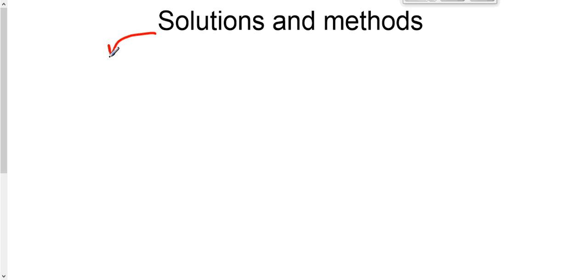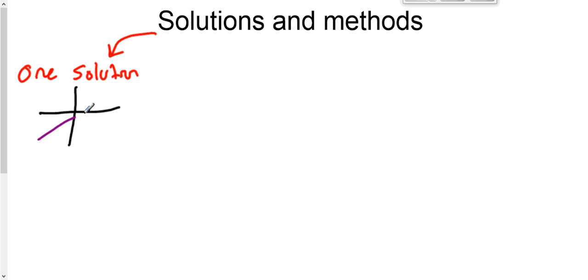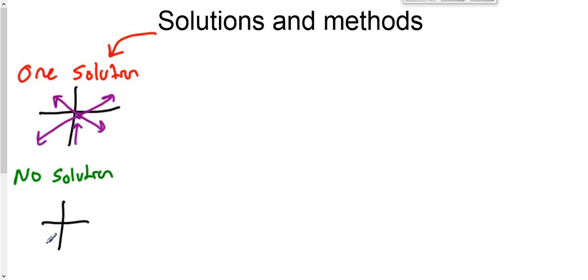So the types of solutions are one solution graphs. When they're graphed, one solution, the two lines perfectly intersect at one coordinate point. Could be there, could be anywhere, they just cross once. There is a no solution graph. No solution. The two lines are perfectly parallel, and they will never cross.